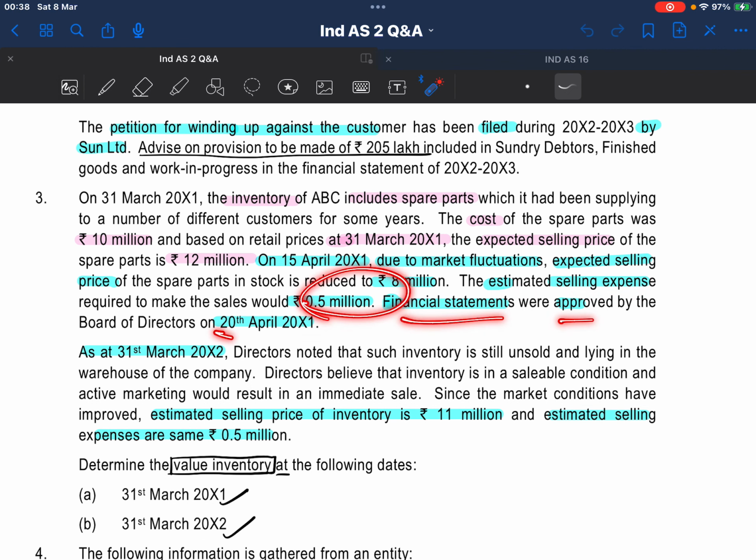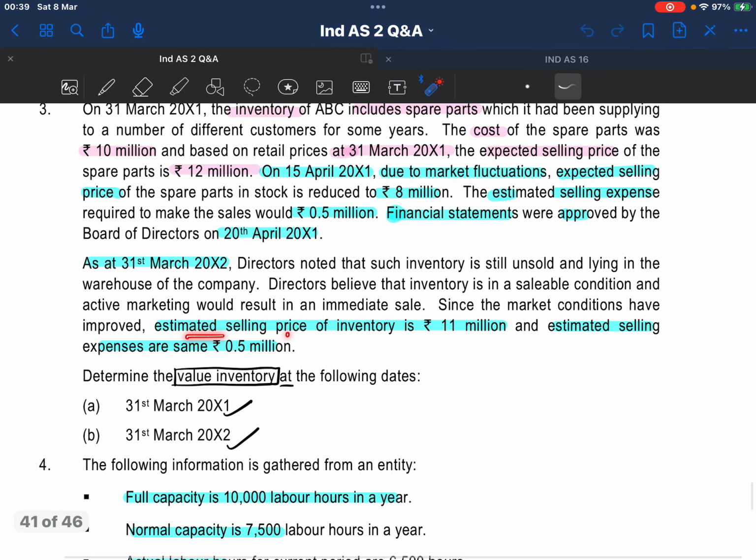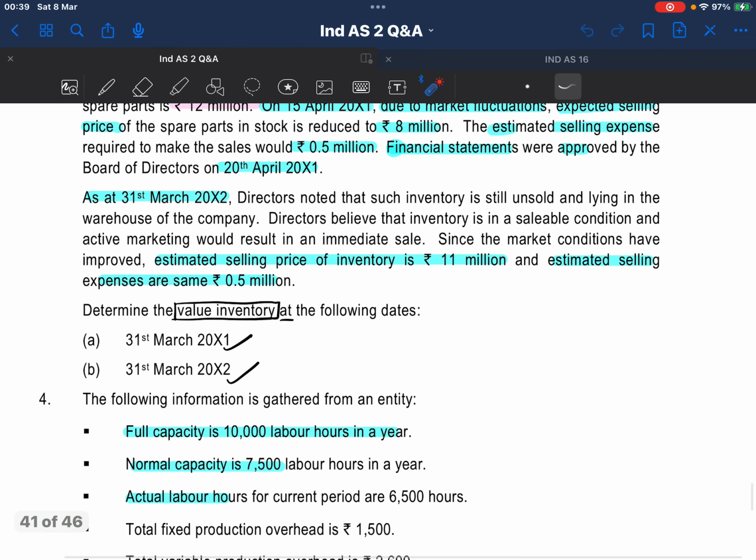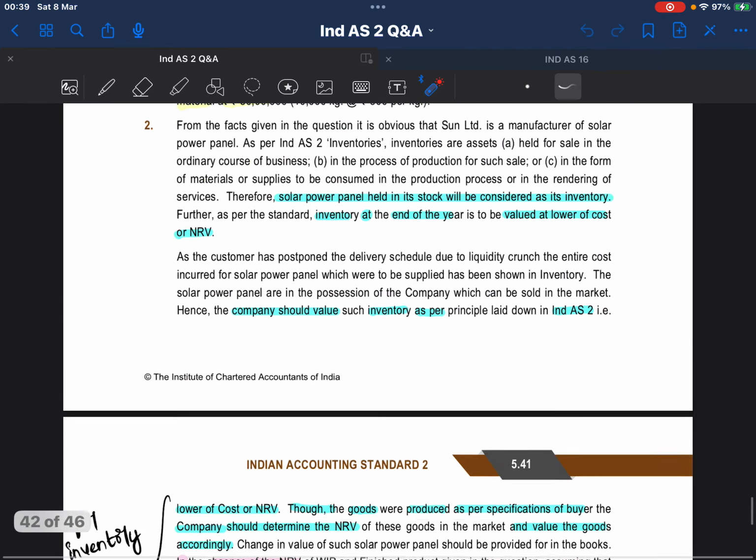Financial statements were approved on 20th April. At 31st March 20x2, the estimated selling price of inventory is 11 million. Estimated selling expenses are 0.5 million. Determine the value of inventory on the following dates: 31st March 20x1 and 31st March 20x2.